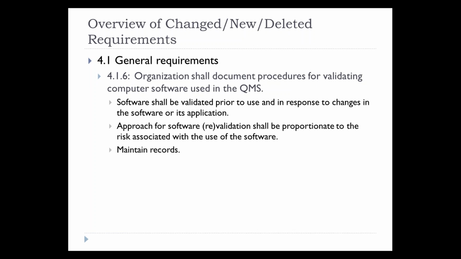4.1.6 talks about validating computer software. Software needs to be validated prior to use and then in response to changes in the software or its application. The approach for the revalidation process needs to be proportionate to the risk associated with the use of the software, and you need to maintain records with any software validation or revalidation.